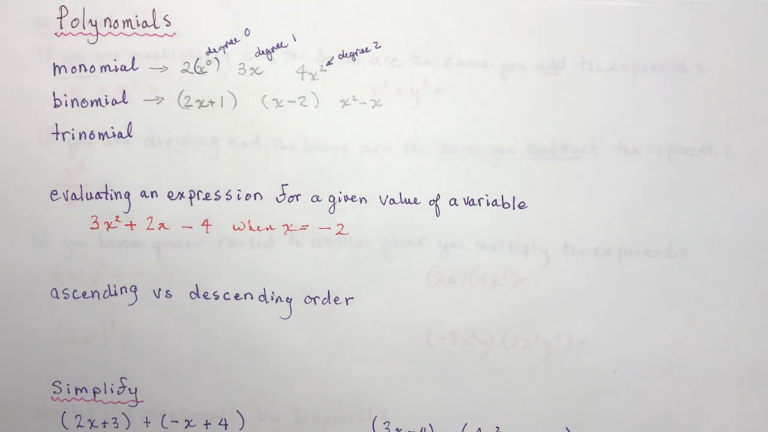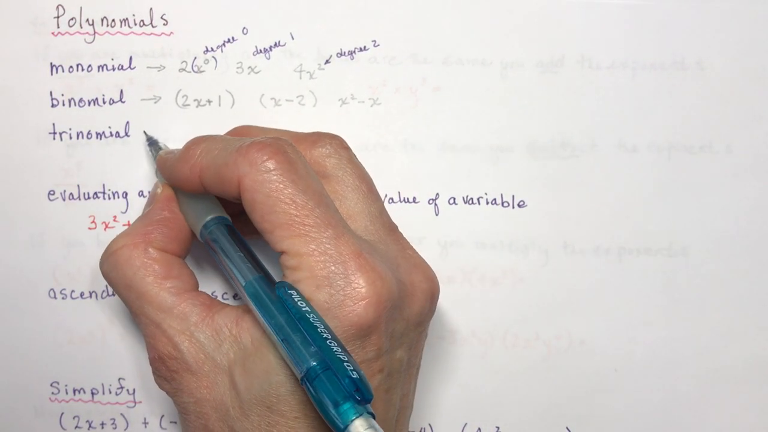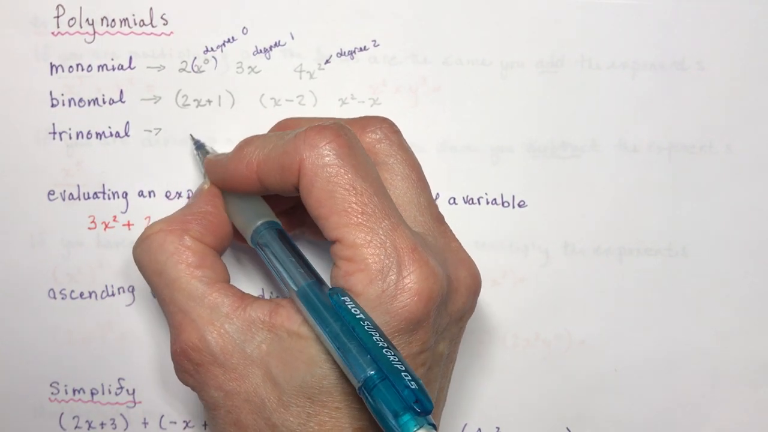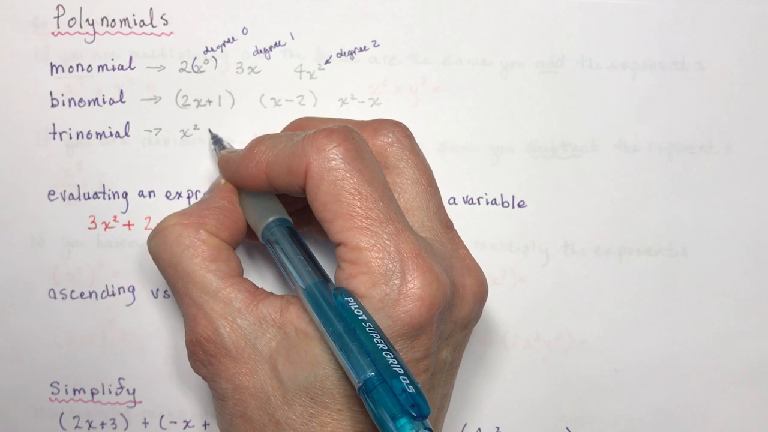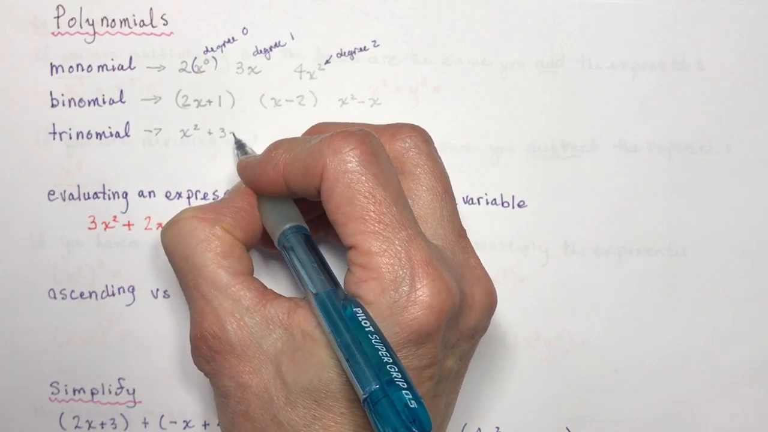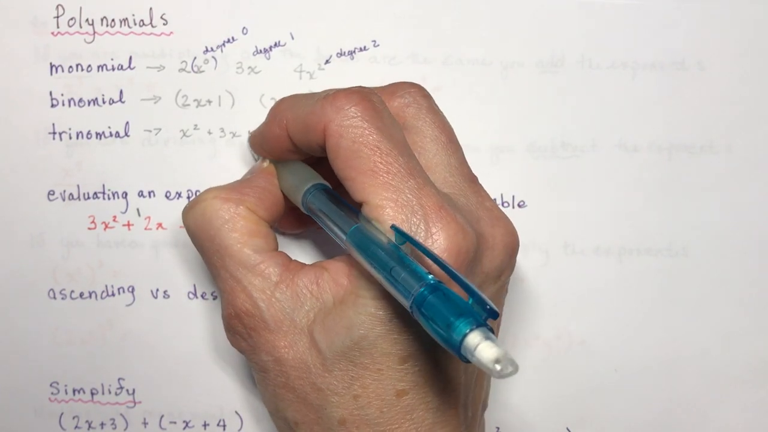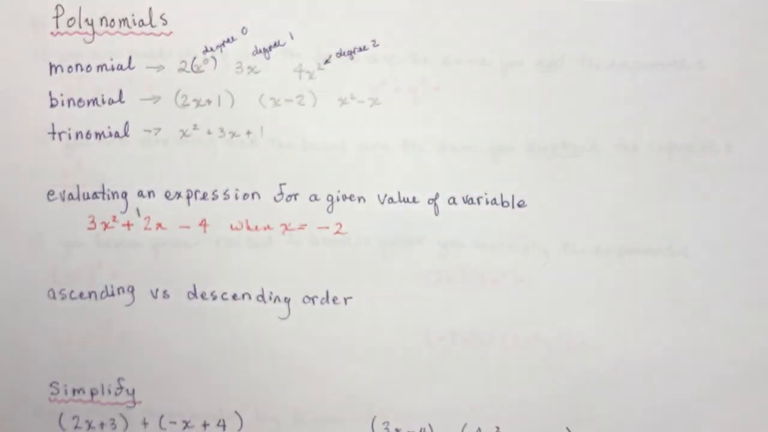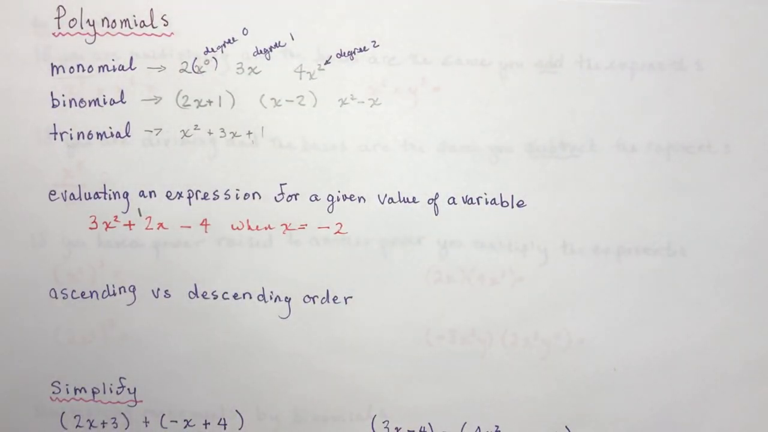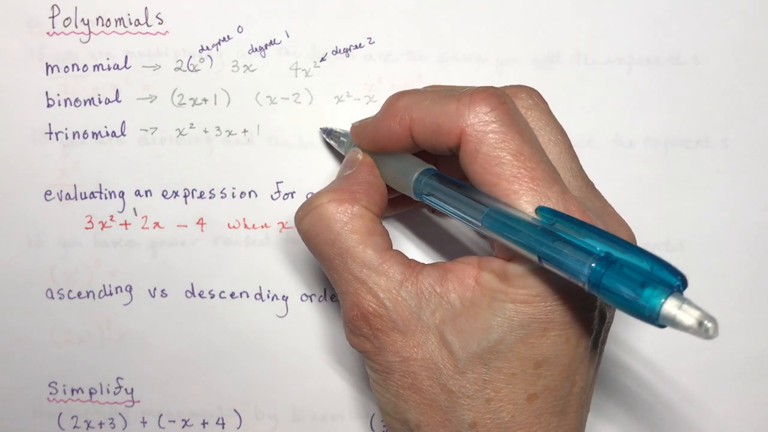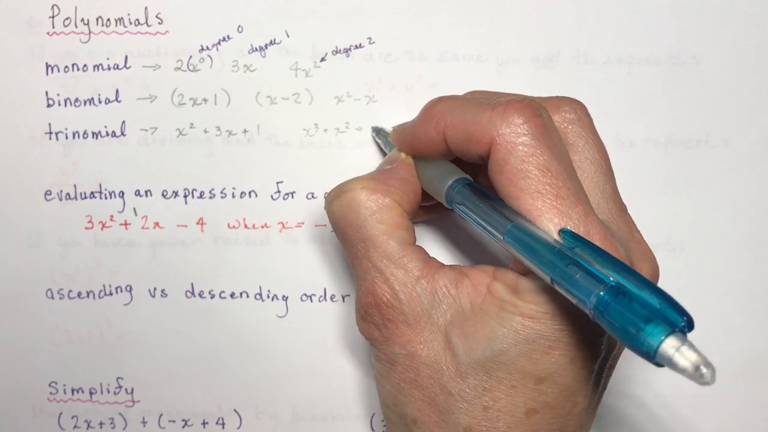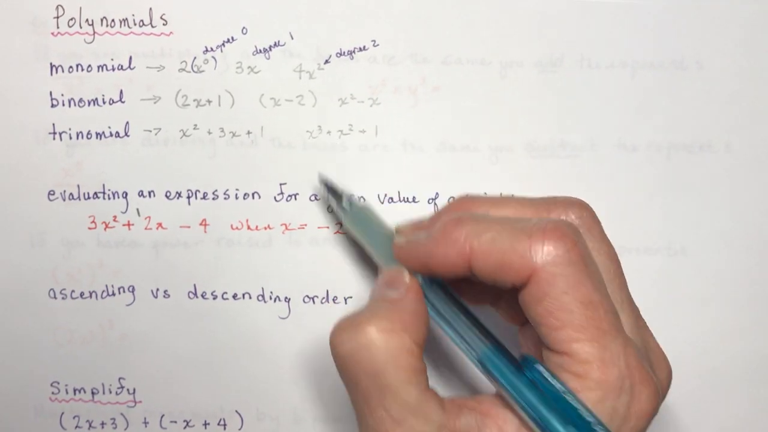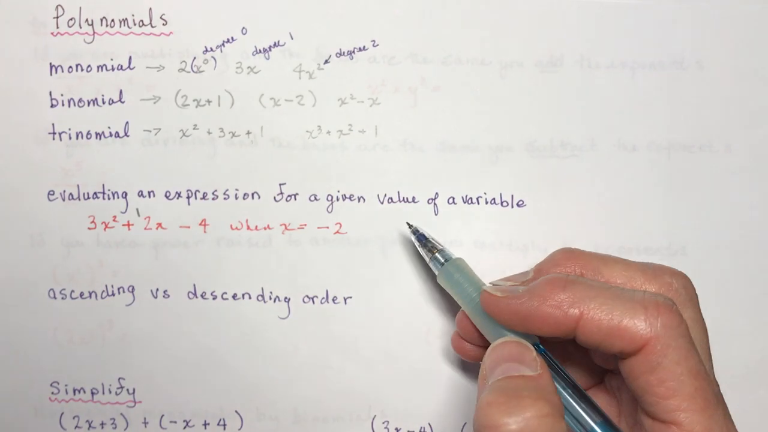A trinomial, so these again are referring to the number of terms. If I wrote a trinomial, I need 3 terms. So I would have something like x squared plus 3x plus 1. So this would be a trinomial. It has a degree of 2. Now I could also have a trinomial with something like x cubed plus x squared plus 1. That's also a trinomial with a degree of 3. And this one, a degree of 2.